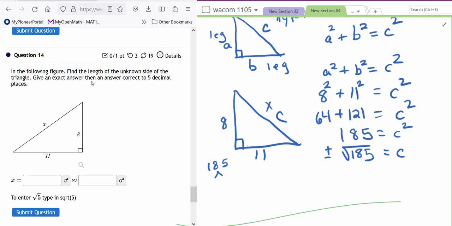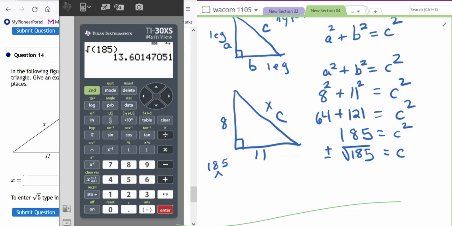Give an exact answer and an answer correct to 5 decimal places. All right, so I'm going to write this down. And before we get there, you're not going to get a negative length. So you're going to throw out the negative and just use the positive because it's length. And for a decimal approximation, I'm going to use a wavy line.